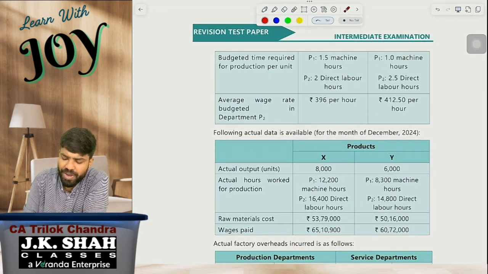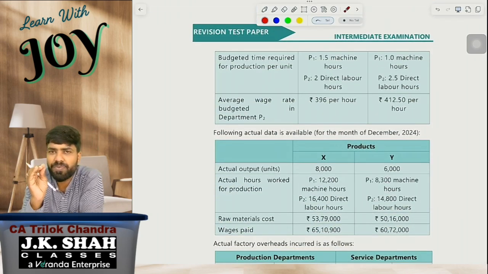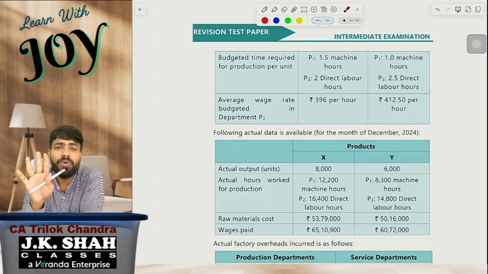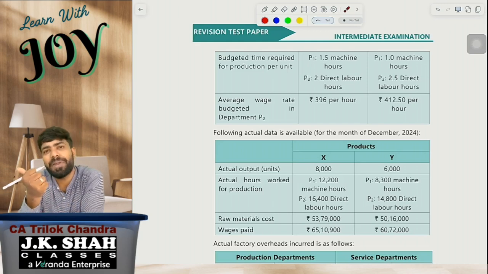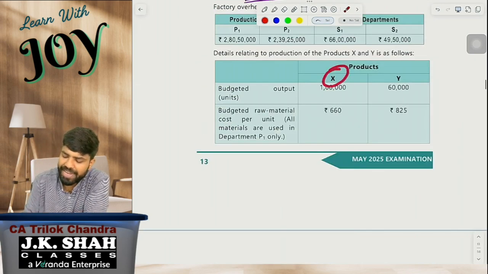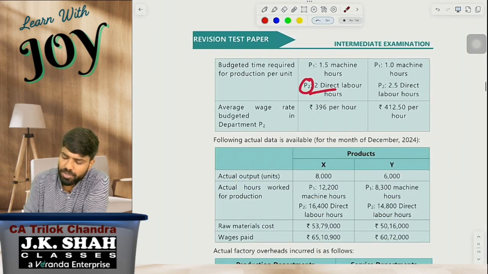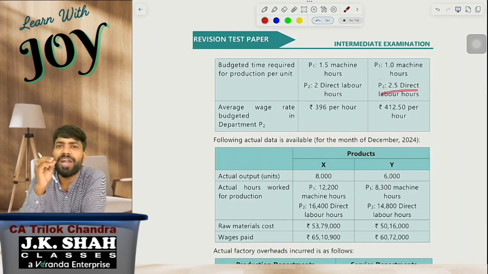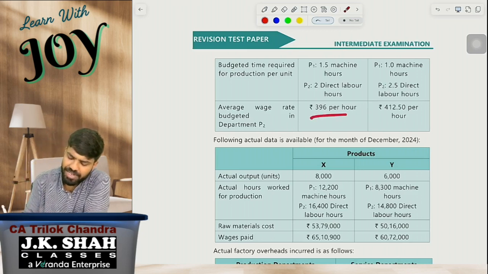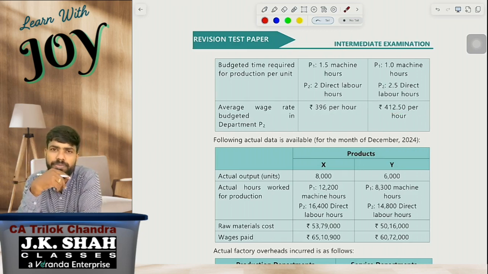Budgeted time required for production per unit. Listen to me carefully. P1 is all about machine hours. P2 is about labor hours. So when you calculate the labor cost, we require the labor hours. In P2 department, product X is consuming 2 direct hours. Product Y is consuming 2.5 labor hours. Labor rate is 396, 412.50.